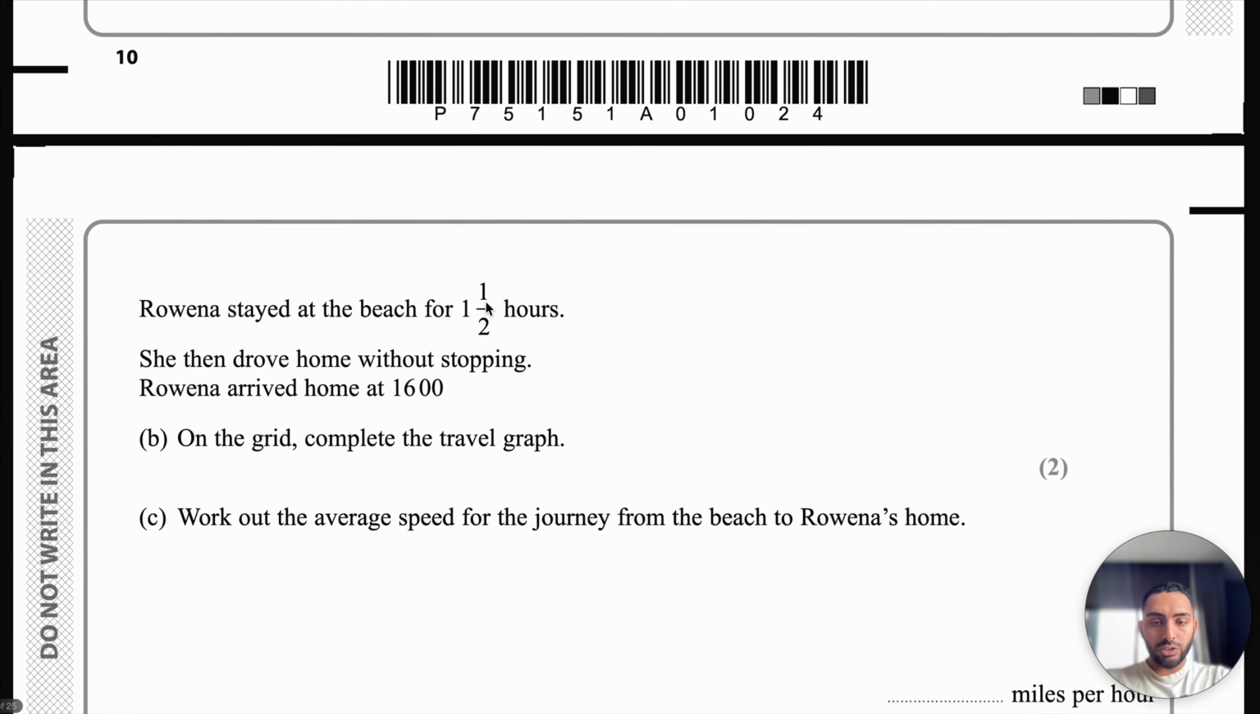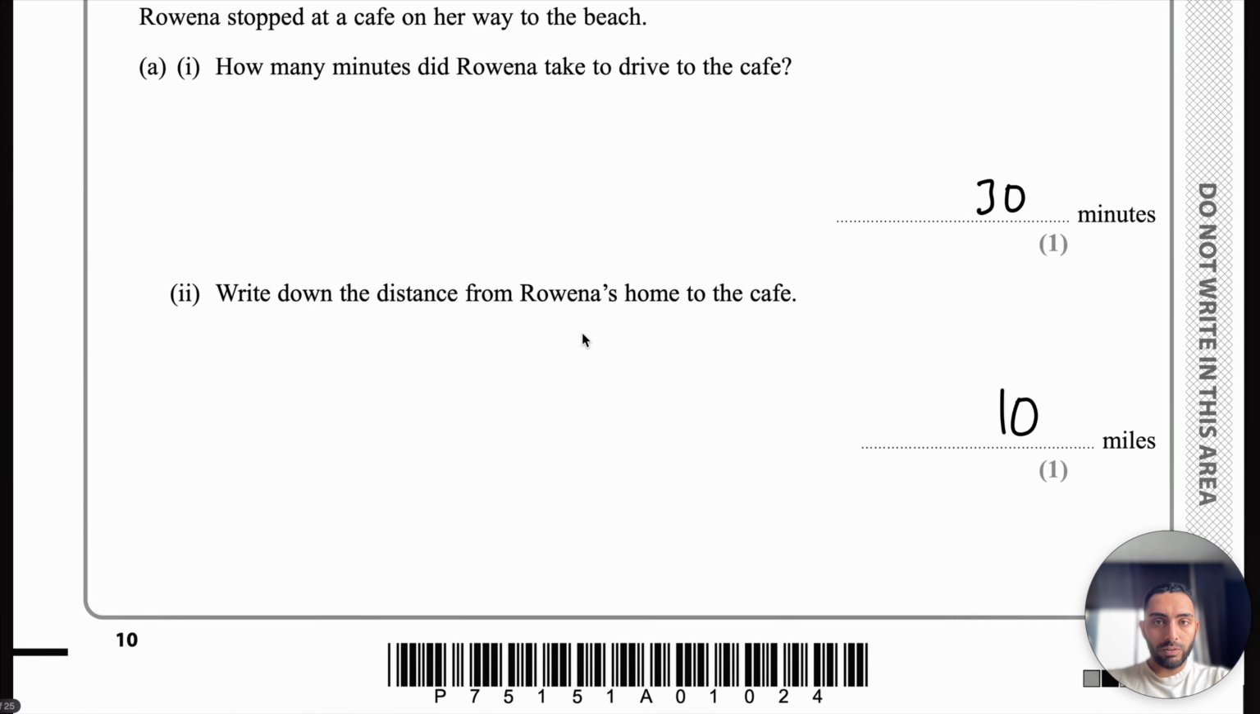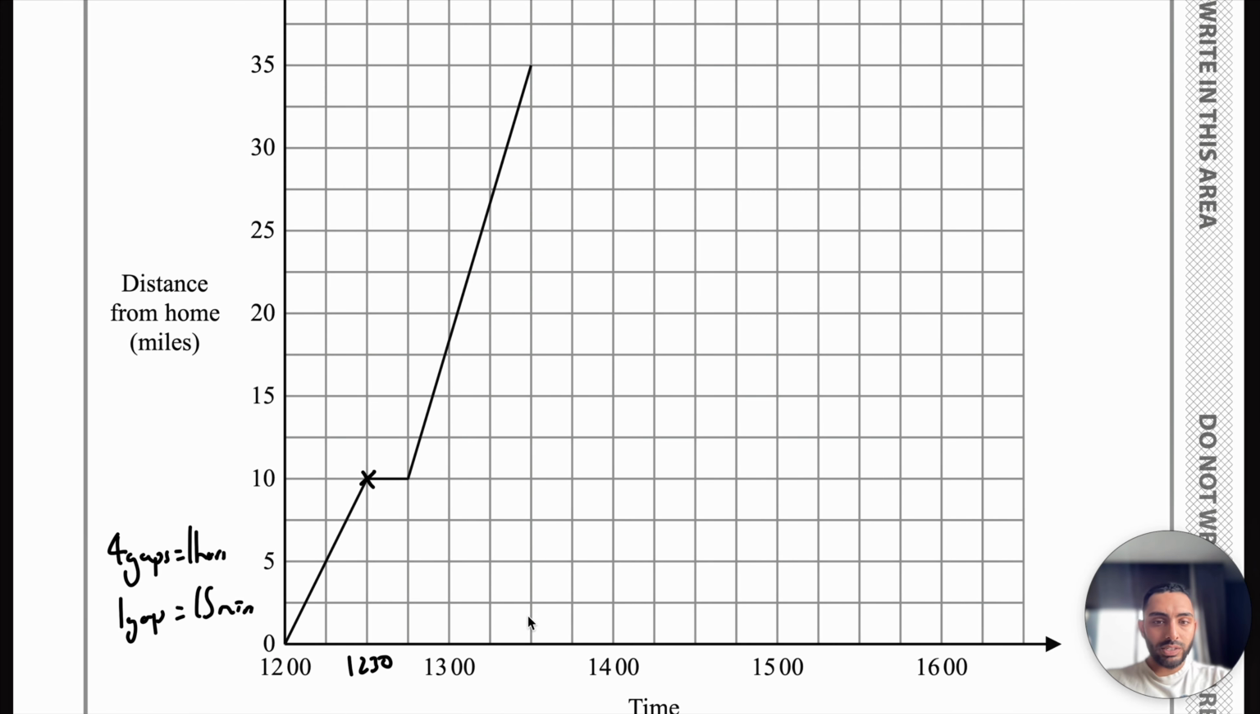Rowena stayed at the beach for 1.5 hours. She then drove home without stopping. Rowena arrived home at 4 p.m. On the grid, complete the travel graph. So we're going to have to stop at the beach for 1.5 hours. Let's see what time it is right now.